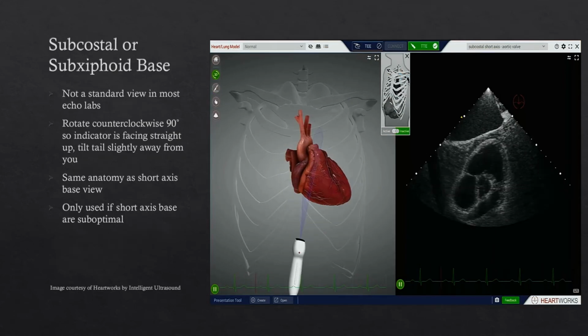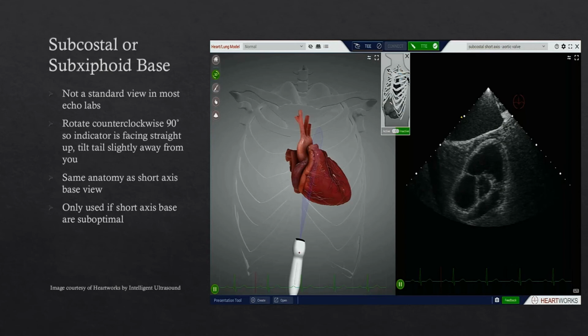Okay, so after that, now we're going to talk about our subcostal short axis view. This is not a standard view that we obtain in a normal transthoracic echo, but I wanted to put this in here because it's important that we can oftentimes get this view if we've got a patient with very difficult parasternal windows and we really can't see what we need to see. Oftentimes, if we go down to our subcostal windows, some of these patients have great subcostal views, so we can actually see a lot of what we need to see in our subcostal views.